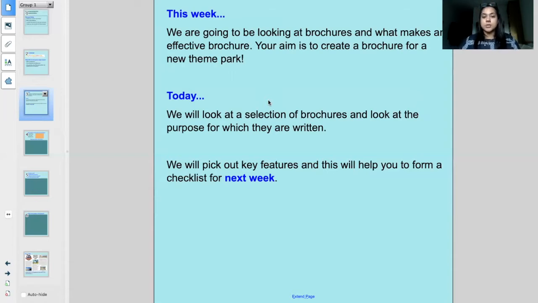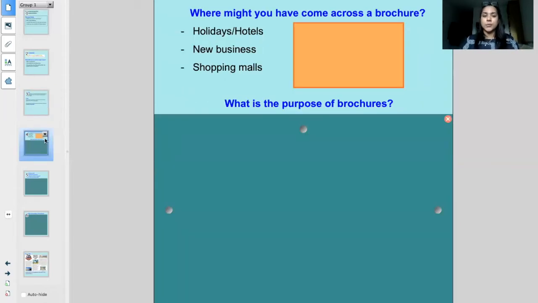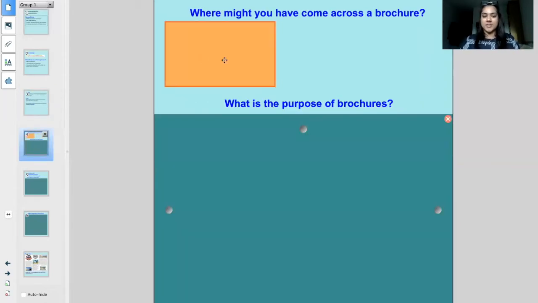Okay, so the purpose, why do we need brochures? What is the need for having a brochure in the first place? Okay, so we're going to be looking at that, and hopefully, like I said about the checklist, you'll be able to pick out key features from the activities today, and this will start to form your checklist.